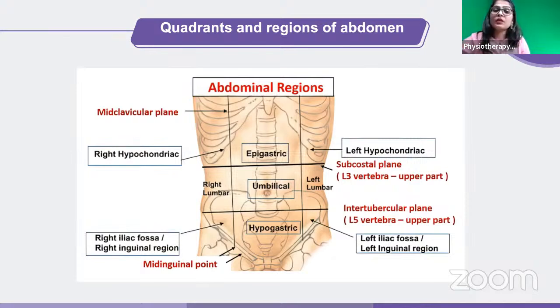Okay. So your abdomen is divided into 9 regions. That is right hypochondriac, left hypochondriac, right iliac fossa, left iliac fossa, right lumbar, and left lumbar regions as shown in this picture. Okay.